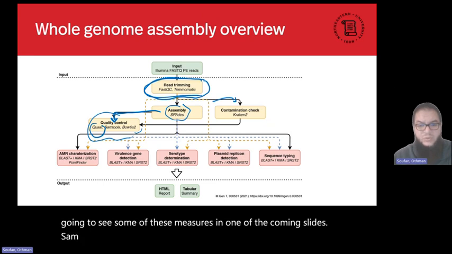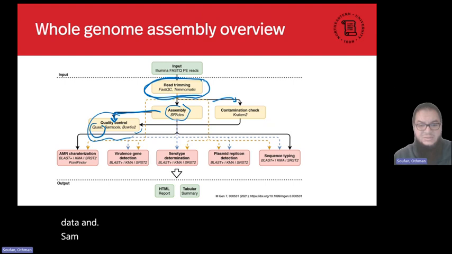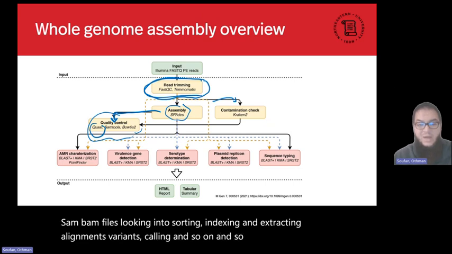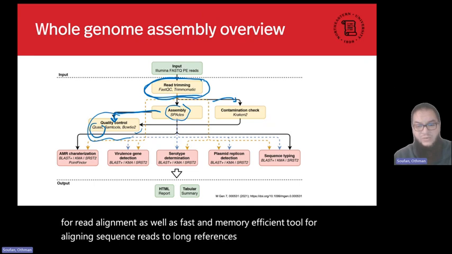SAMtools is a suite of programs for interacting with the sequence data and SAM/BAM files, looking into sorting, indexing, and extracting alignments, variant calling, and so on and so forth. Bowtie is for read alignment, a fast and memory-efficient tool for aligning sequence reads to long references, and so on and so forth.